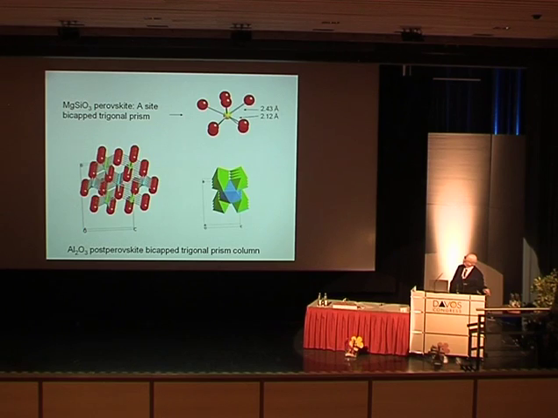Then if you go back and look at perovskite, most people don't consider perovskite itself as a bicap trigonal prism. It's more distorted than the post-perovskite, but you can see there are 6 magnesium oxygen distances at 2.12 angstroms, and then 2 others at 2.43. It's clearly a very similar coordination to the post-perovskite.